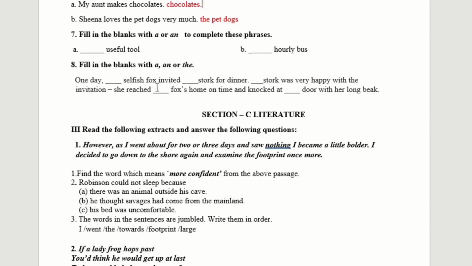Now let's see question number 7. Fill in the blanks with a or an to complete these phrases. Now let's see the first one, useful tool. Say this word, useful tool. The beginning sound of the word is a U sound. U sound is not a vowel sound. It is a consonant sound. You should not look at the letter. You have to see the sound. It's a consonant sound, so we have to write the answer as a. A useful tool.